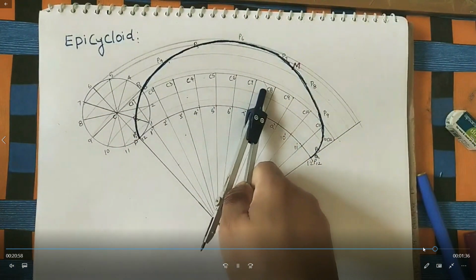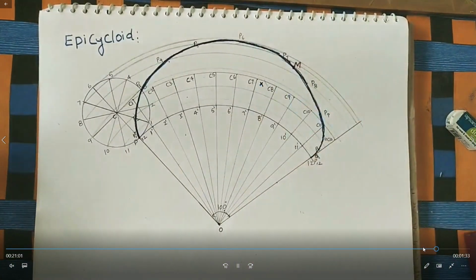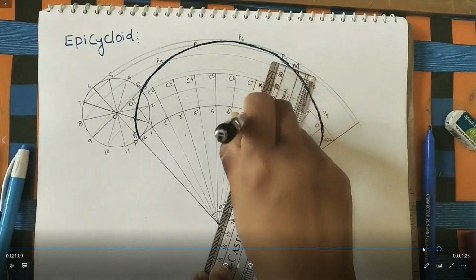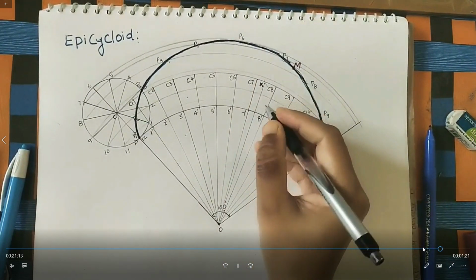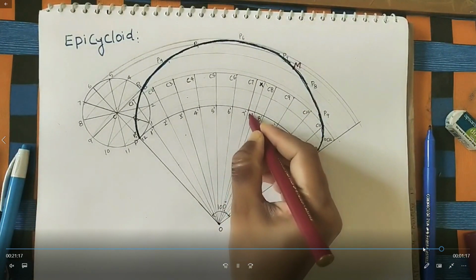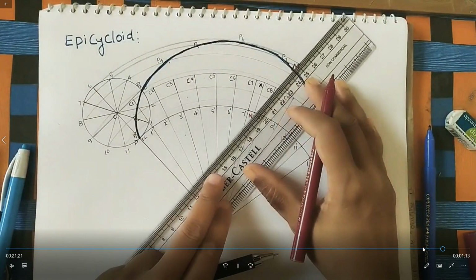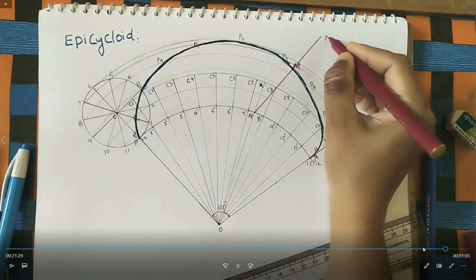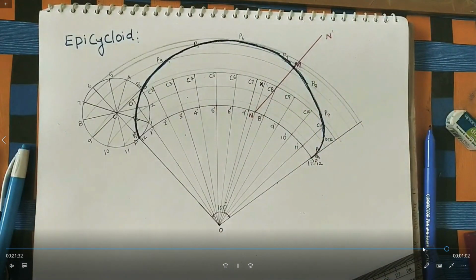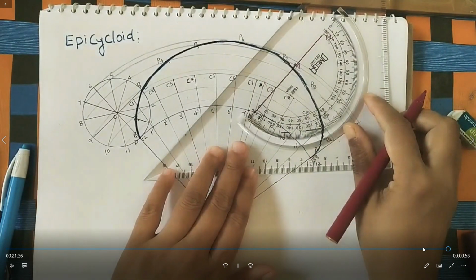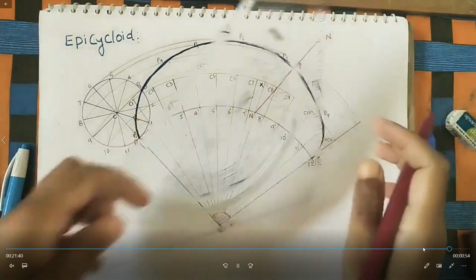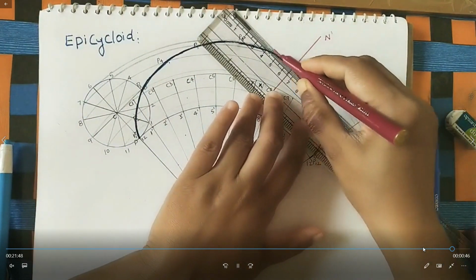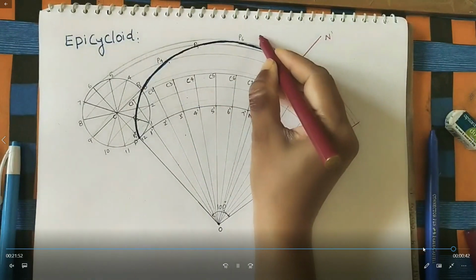You draw one vertical line with the help of the scale, here to here. And we join that line, M and N. We join the line. Okay, N is the normal line. Next, with the help of the protractor, here we measure 90 degrees. We draw one line through M and the curve intersect point. That is the tangent.